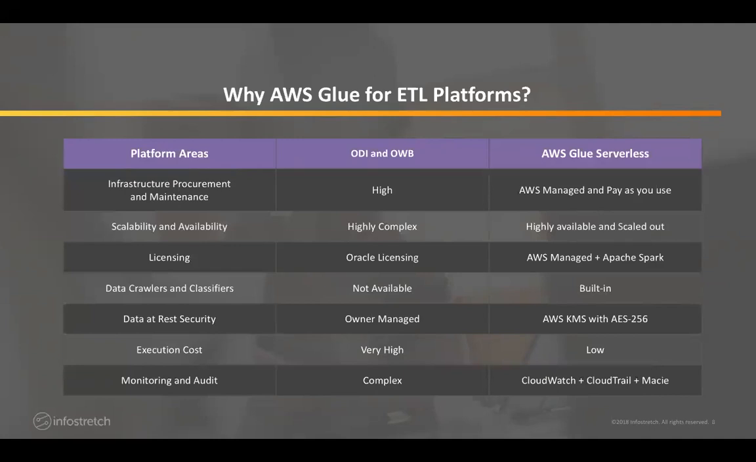With ODI and OWB, one has to actually embed a lot of monitoring and auditing solution. Essentially, with AWS Glue, the product suite itself offers CloudWatch, CloudTrail, and Macie. CloudWatch allows you to monitor your executions, monitor your infrastructure. CloudTrail audits the entire execution, both looking at who is executing it, as well as what are the programs which are also trying to execute it at what point in time, which is an out-of-box solution.